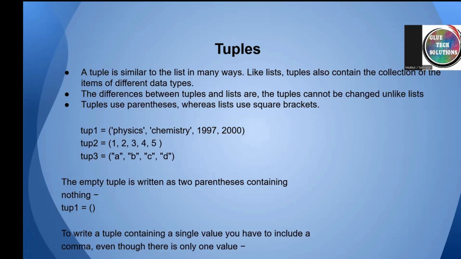One more difference is list is mutable while tuple is immutable. It means in a list you can make any changes, but in a tuple, whatever items you have defined, you can't change them later. Okay, so this is the only difference, correct?